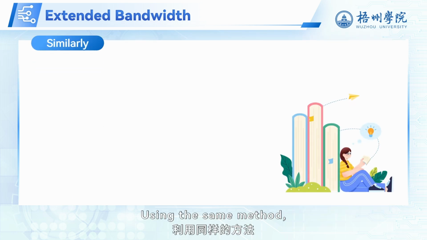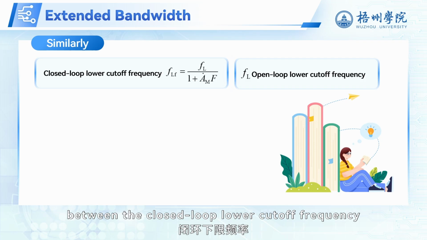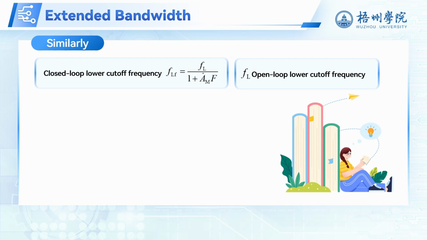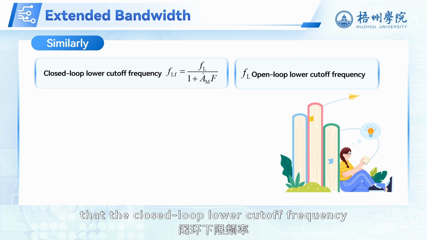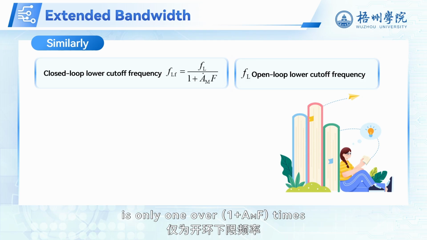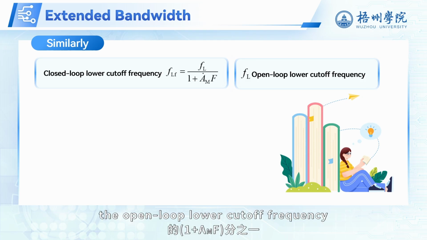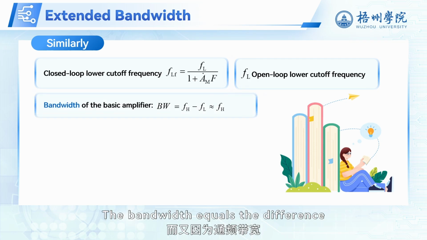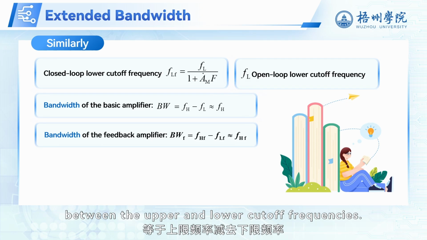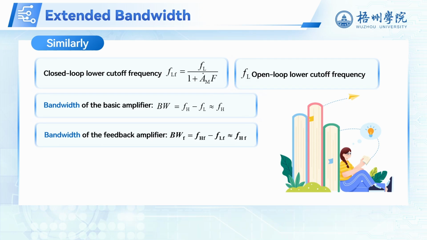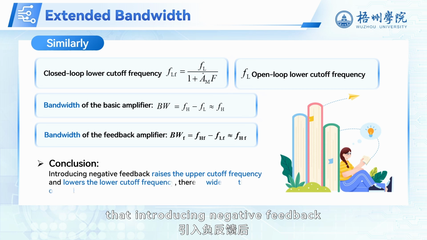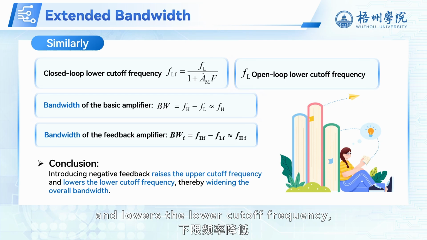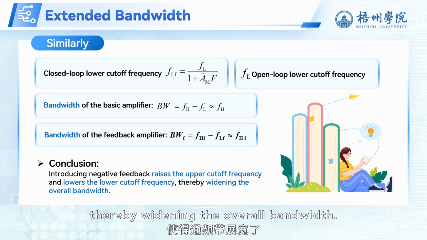Using the same method, we can derive the relationship between the closed-loop lower cutoff frequency and the open-loop lower cutoff frequency. It can be seen that the closed-loop lower cutoff frequency is only 1 over 1 plus AMF times the open-loop lower cutoff frequency, that is, it decreases. The bandwidth equals the difference between the upper and lower cutoff frequencies. So, we can conclude that introducing negative feedback raises the upper cutoff frequency and lowers the lower cutoff frequency, thereby widening the overall bandwidth.